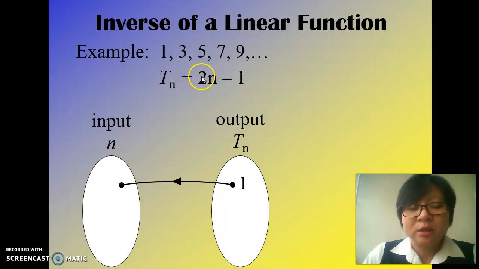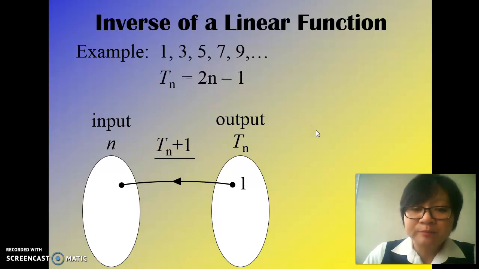If previously from left to right you multiply by 2 and then subtract 1, now from right to left, if previously subtract, now add 1. Add 1 to the nth term. And then if previously multiply by 2, now divide by 2. Use this formula and the value of the nth term to find the position number, and so on.